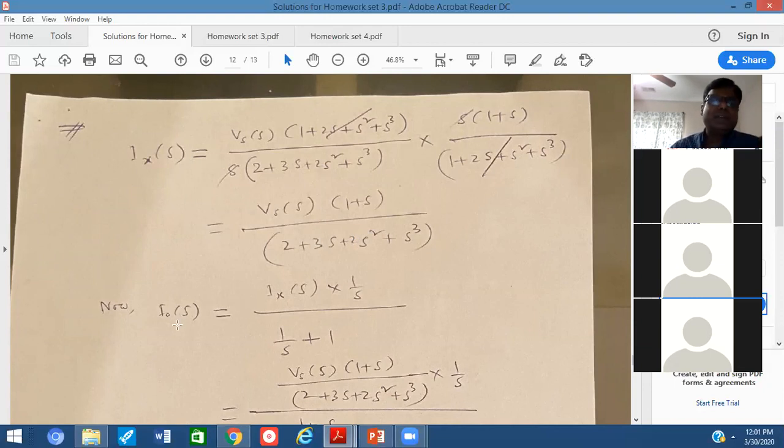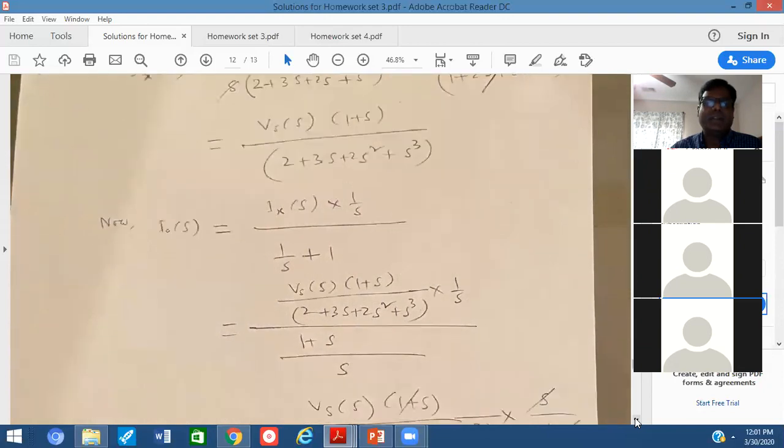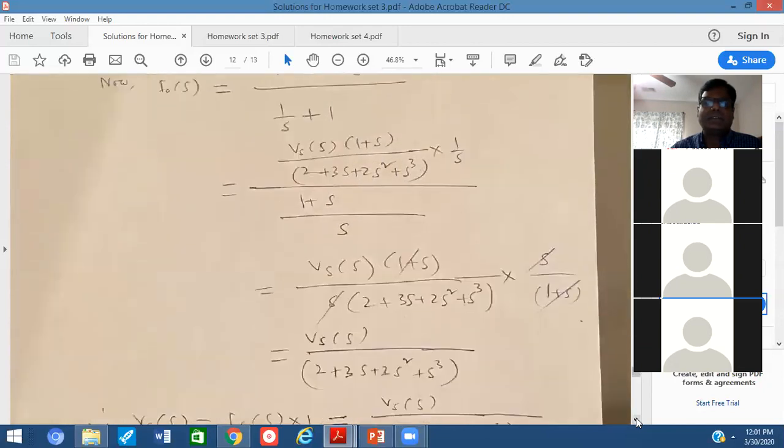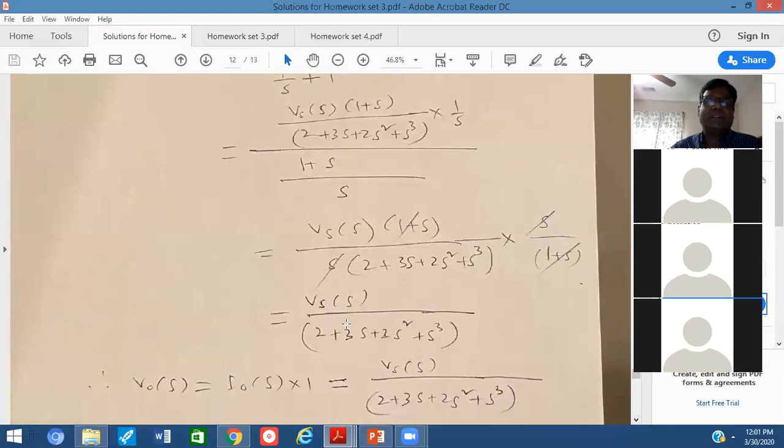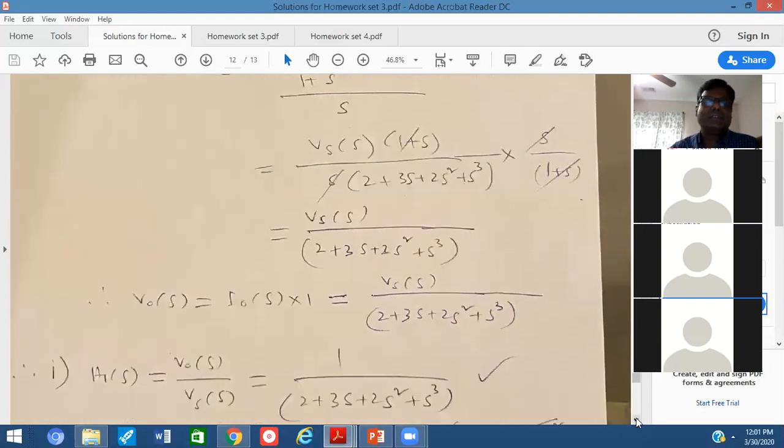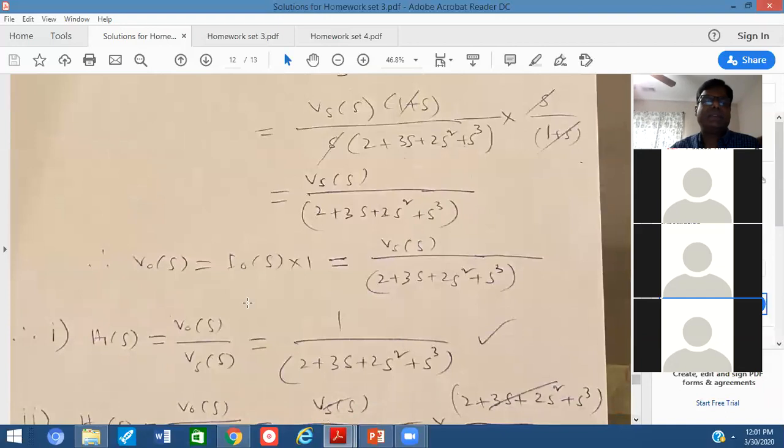And then I am calculating I naught S. So again, I am applying the current divider rule. So this is the current divider rule. After applying the current divider rule, I got that one. And then finally, I got that V naught S, I naught S multiplied by 1. So this is my expression. So then, first part I am done.